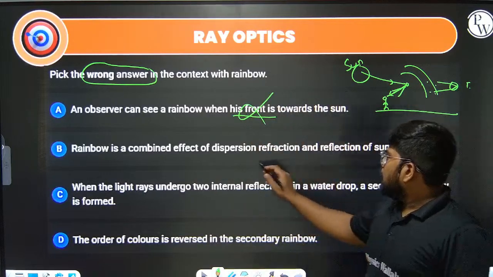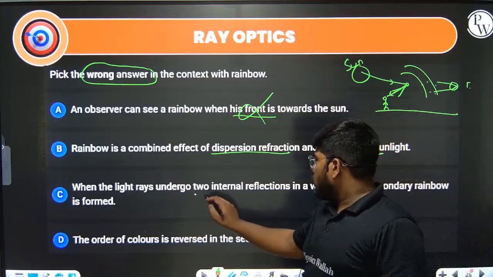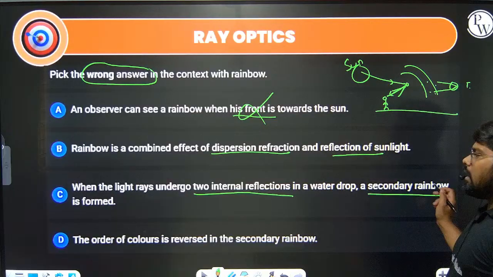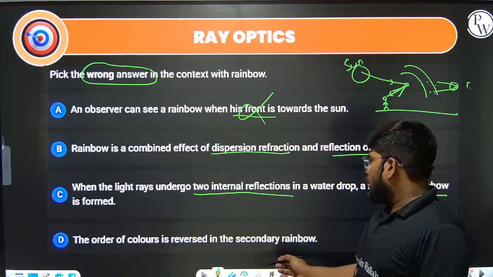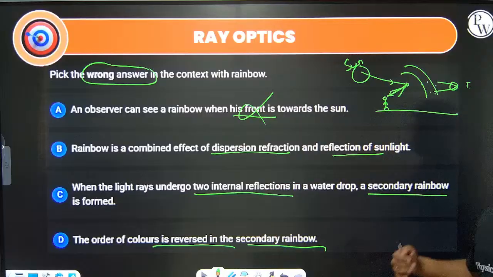And it involves dispersion, refraction and reflection of light, and it undergoes internal reflection. And for the secondary rainbow, yes, 2 times reflection will be happening, and the order of colors will be reversed for the secondary rainbow. Yes, because of 2 times reflection it will be changing.